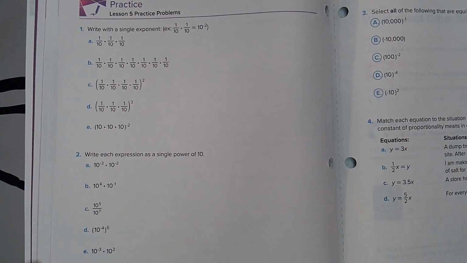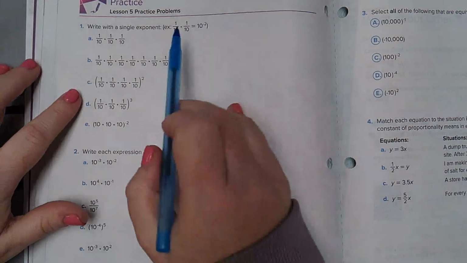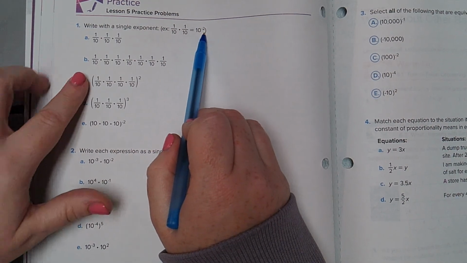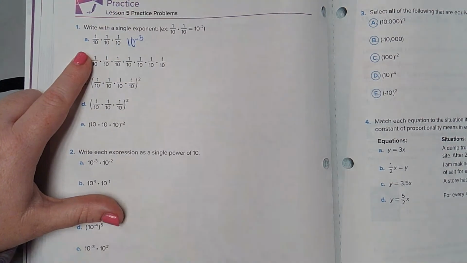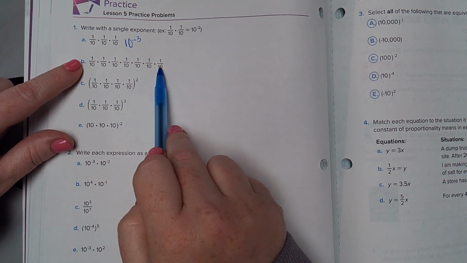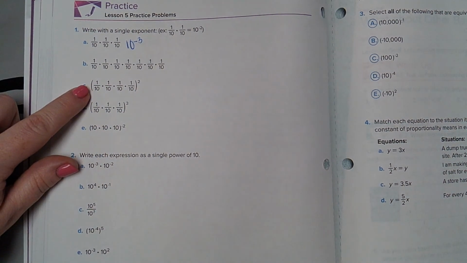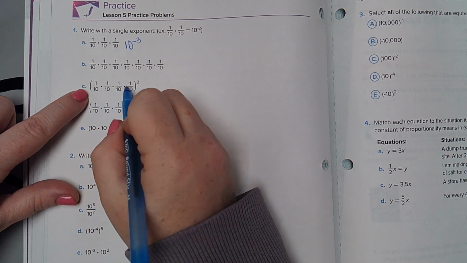Homework. So our first one is when we are expanding, we want to go from expanded form to a single exponent. So our example is 1/10 times 1/10 is the same as 10 to the negative 2. So if I have 3 1/10ths, it would be the same as 10 to the negative 3. This would be 1, 2, 3, 4, 5, 6, 7. This is 2 sets of this. So if I were to write this one out, 1, 2, 3, 4.